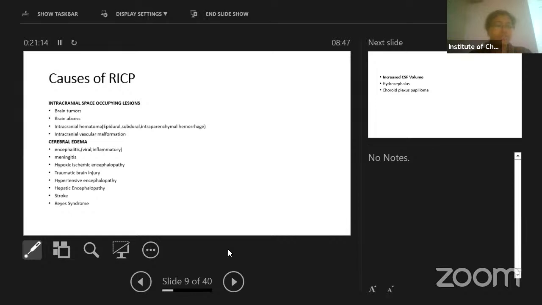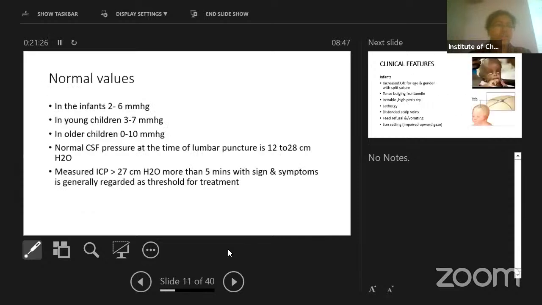Causes of raised intracranial pressure: it may be due to intracranial space occupying lesion, cerebral edema, or increased CSF volume. Normal values in infants are 2 to 6 millimeter of mercury, in young children 3 to 7 millimeter of mercury, and in older children it ranges between 0 to 10 millimeter of mercury. Normal CSF pressure at the time of lumbar puncture is 12 to 28 centimeter of water. If the measured ICP is more than 27 centimeter of water for more than 5 minutes with signs and symptoms, it is generally regarded as threshold for the treatment.